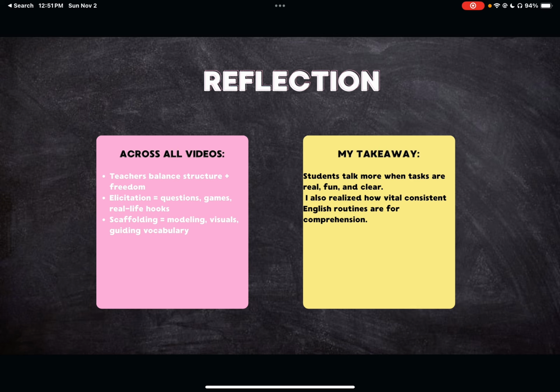Across all four classrooms, I noticed the effective teachers balance structure with freedom. They use clear routines and modeling, but they also give students room to express themselves as well. Elicitation took many forms through questions, games, and real life examples, while scaffolding included modeling, visuals, and gradual vocabulary support. These observations showed me that students talk more when the task is real, fun, and clear. But it also reminded me that consistent English routines, such as giving directions or expectations in English, are powerful tools for comprehension and classroom order in general.